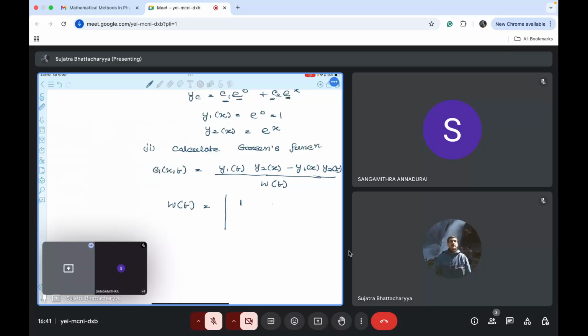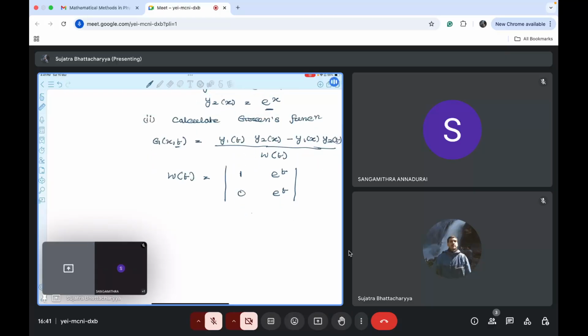y2 of t is e to the power t. It is actually e to the power x, but we are writing it in terms of a dummy variable t. Next, the differentiation of this is 0. What about this e to the power t? So take the determinant, it will be e to the power t.